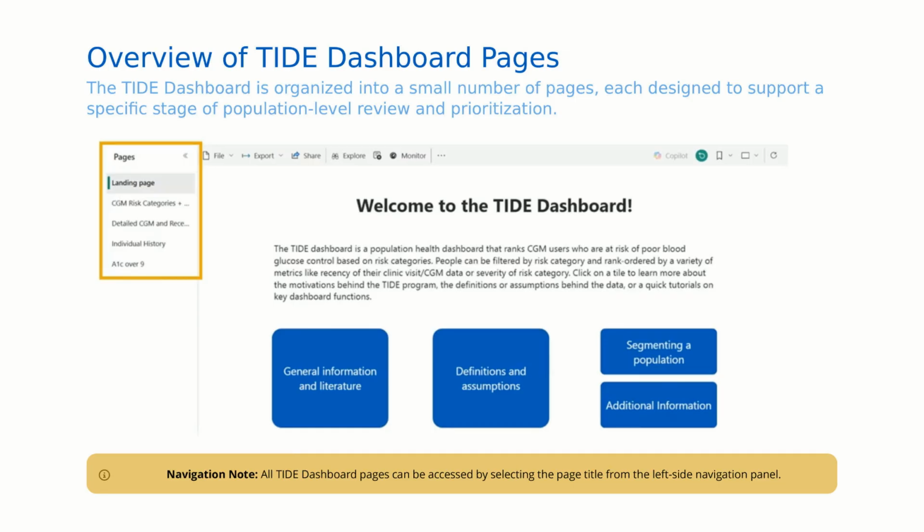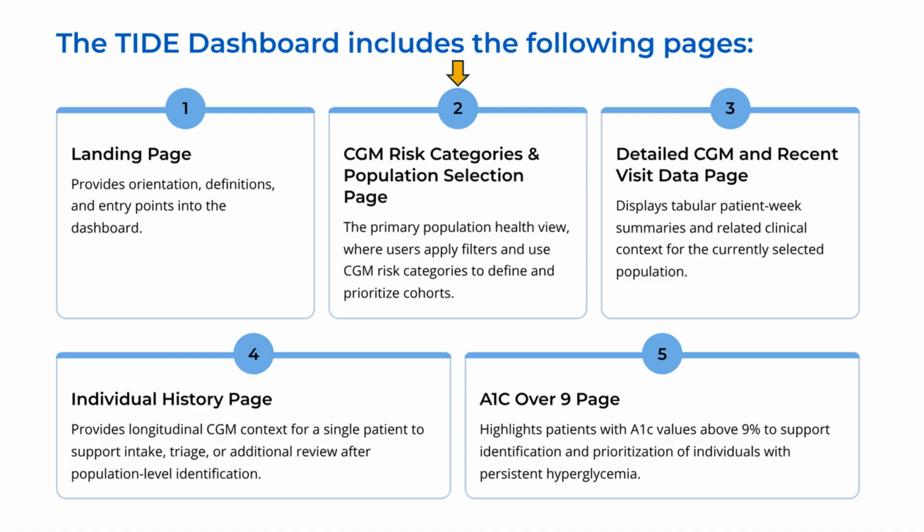The landing page provides orientation, definitions, and entry points into the dashboard. It's a helpful place to start if you're new to Tide or need a quick refresher on key concepts. The CGM Risk Categories and Population Selection page is the primary population health view in Tide. Teams use this page to apply filters, review CGM risk categories, and define the population they want to focus on.